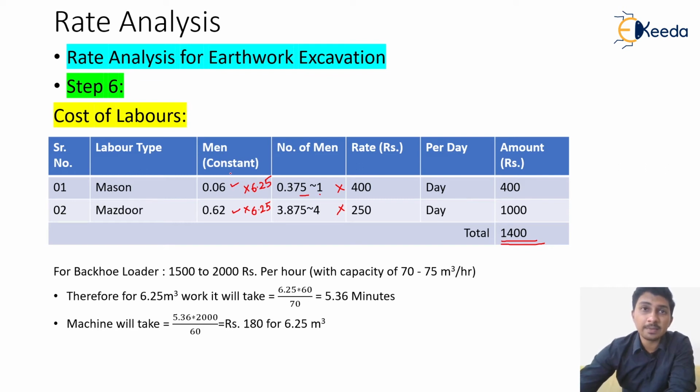What if I want to complete that work with the help of a backhoe loader? We commonly call it a JCB. Actually, JCB is a company whose backhoe loader is the actual machine, but most of the time we call it a JCB. So the backhoe loader takes around 1500 to 2000 rupees per hour when it has a capacity of 70 to 75 meter cube per hour.